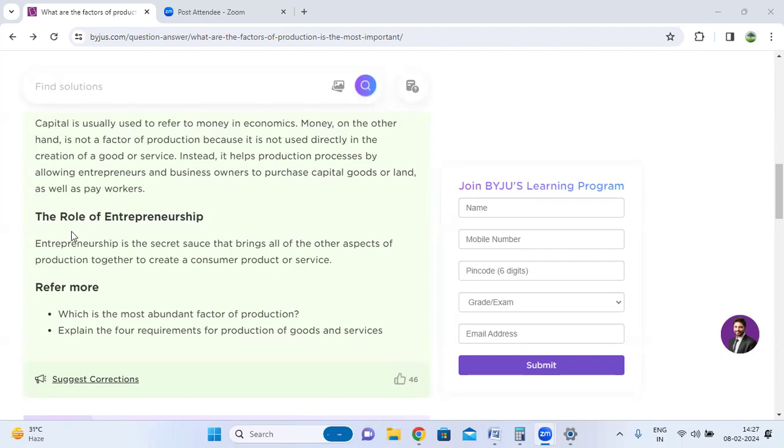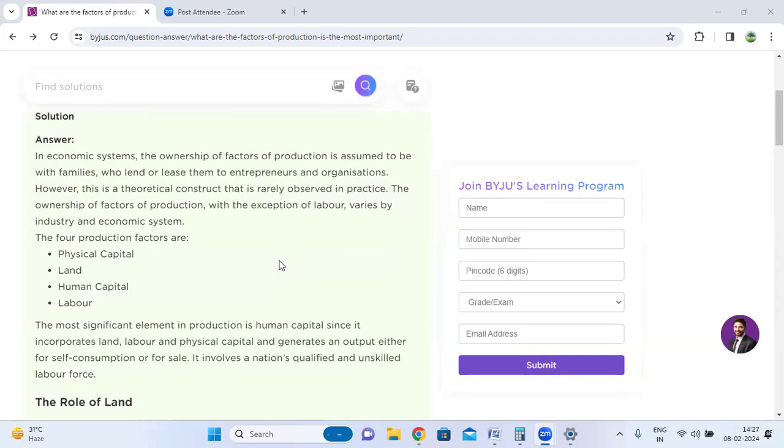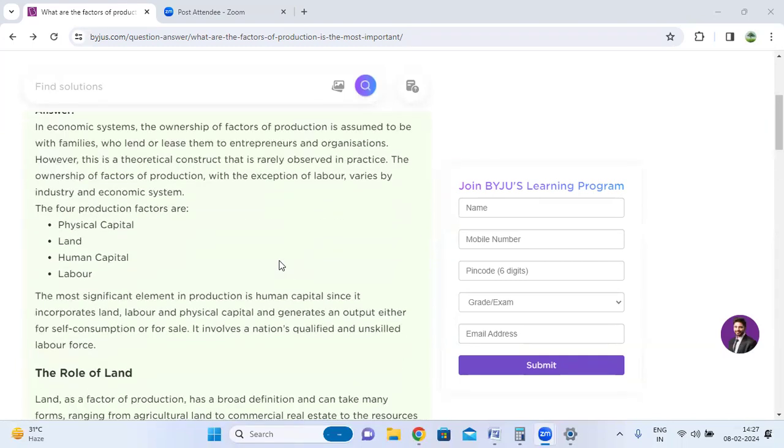The last one is the entrepreneur. Entrepreneurship is the secret sphere that brings all the other aspects of production together to create a consumer product or service. So these are involved in the production process. These are the factors of production.